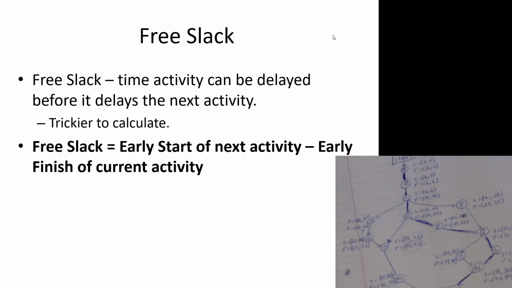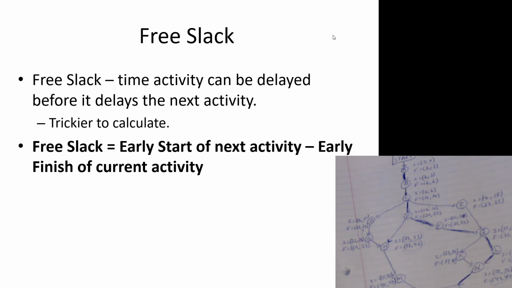Free slack is a little trickier than activity slack. Okay, with activity slack, we just looked at the latest start versus earliest start, or latest finish versus earliest finish, and we got the slack. Free slack, conceptually, is not hard, just calculation-wise is a little bit tricky. Free slack is the time an activity can be delayed before it delays the next activity, right? Activity slack was how long we could delay before delaying the entire project. Here, free slack is just the amount of delay in a given activity before it delays the next activity. So far more restrictive, but a little trickier to calculate, unfortunately. So let's look at that. We have a formula here.